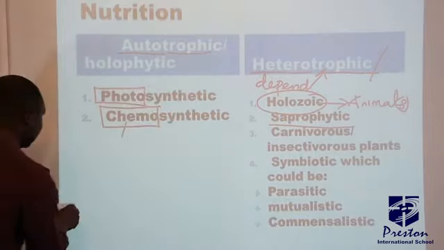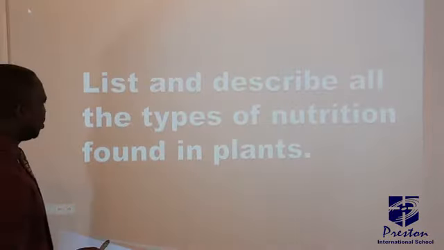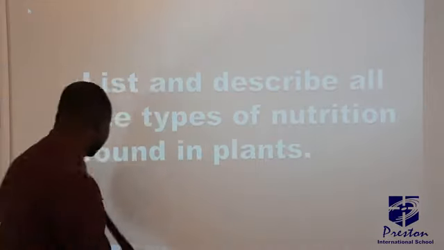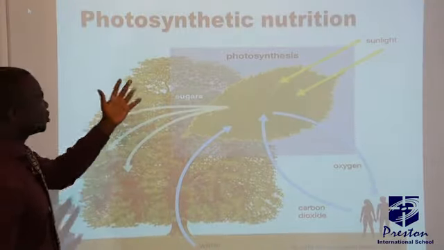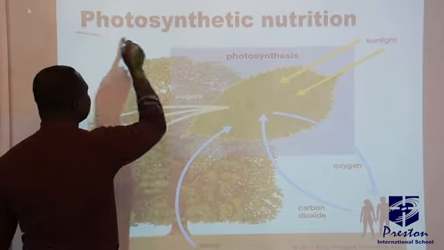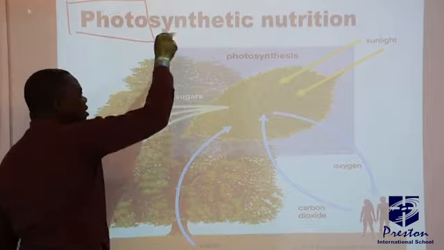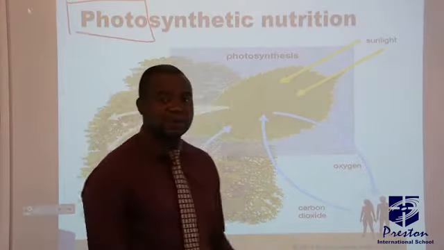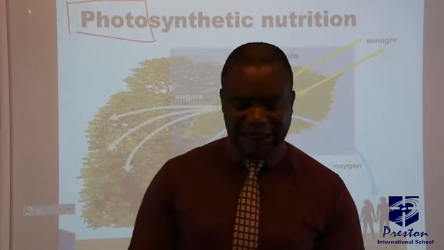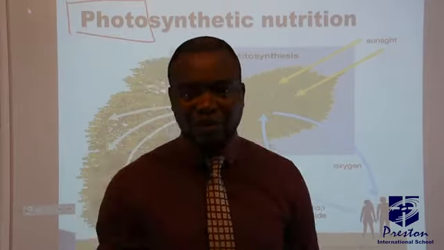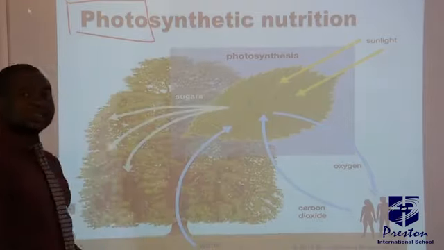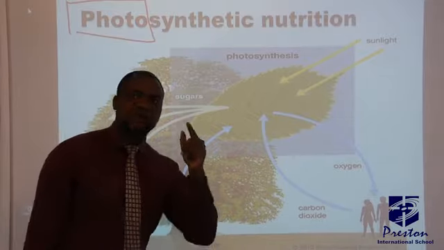Please, let's note that. Then list and describe all the types of nutrition found in plants, which is our target for today. Okay, number one, we have photosynthetic nutrition. Like the word implied, photosynthetic, it is only green plants that can carry out their mode of feeding by this process. Okay, maybe they are microscopic or they are large, like the trees we see around us. Once any plant is green, it should be able to carry out photosynthesis. And that mode of feeding is photosynthetic.